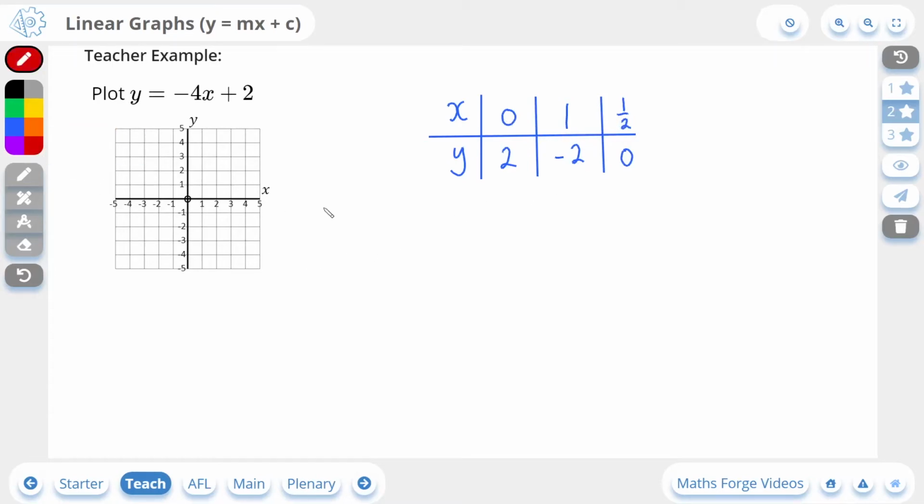So now that we have our paired coordinates, our first one is going to be 0 and 2. Our second one is going to be 1 and negative 2. And our third one is going to be a half and 0.